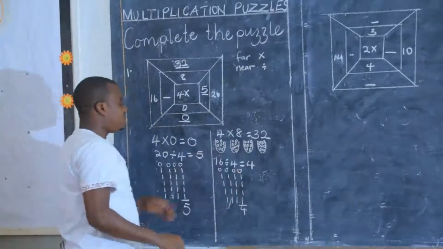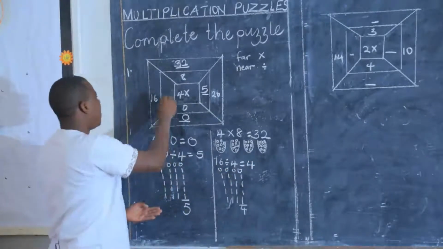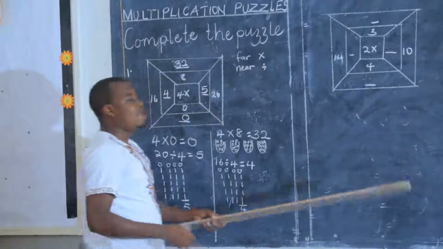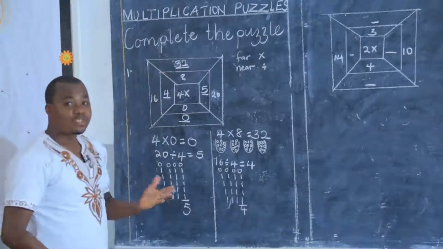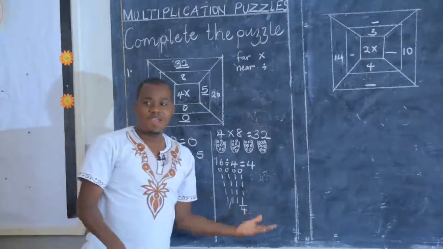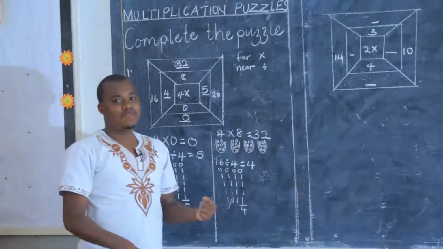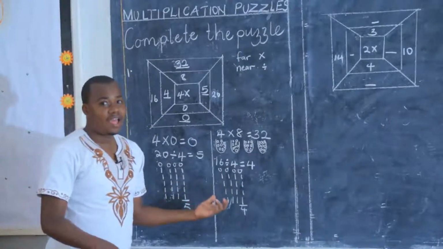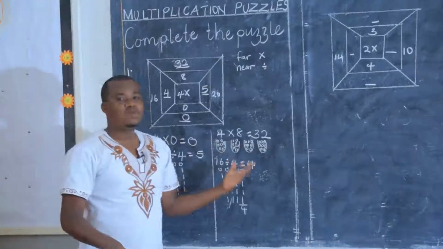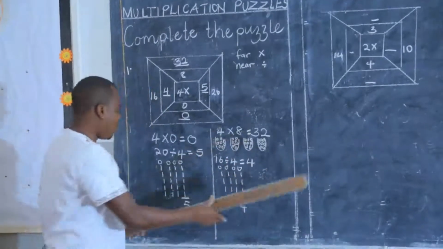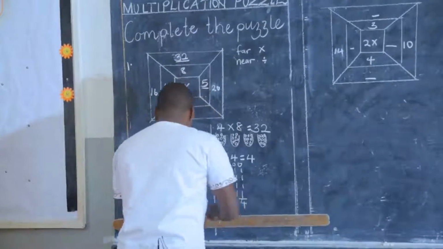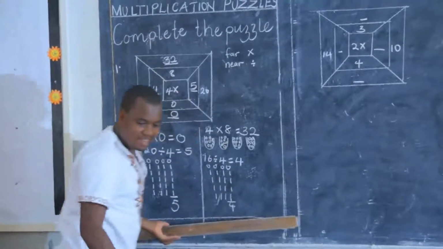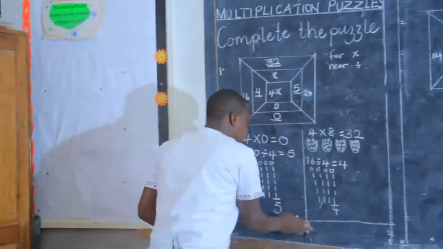Then after getting the answer here, come and fill in. Then you have completed the puzzle. You see how simple it is? Very, very simple work, and I hope you have understood. Can I give work? Okay, I'm going to give one more example. Now you must pay maximum attention such that you get it very well.